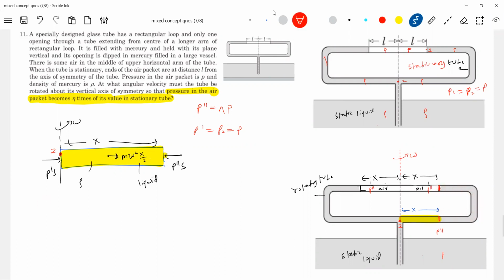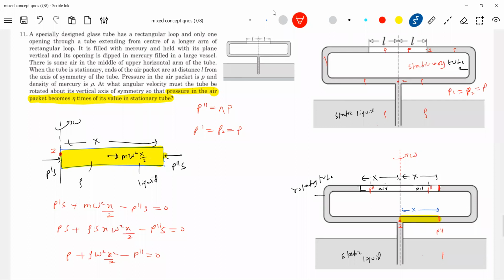Okay, let's equate now. So P dash plus M omega square x by 2 minus P double dash S. P dash is P. S, so what is the mass? Rho S x omega square x by 2 minus P double dash S. So S will get eliminated. P plus rho omega square x square by 2 minus P double dash equals 0. What is our question? What angular velocity omega?